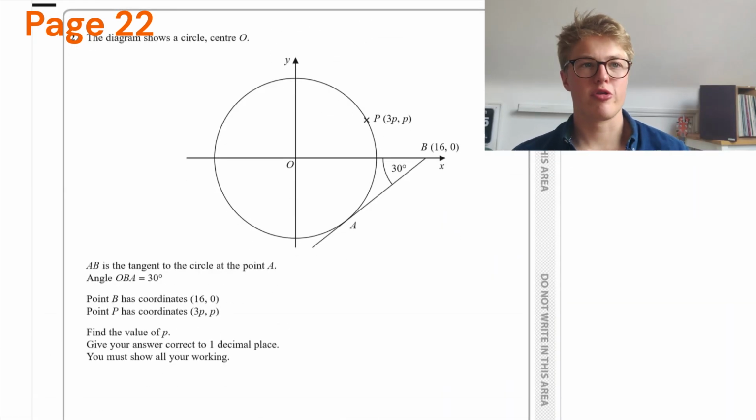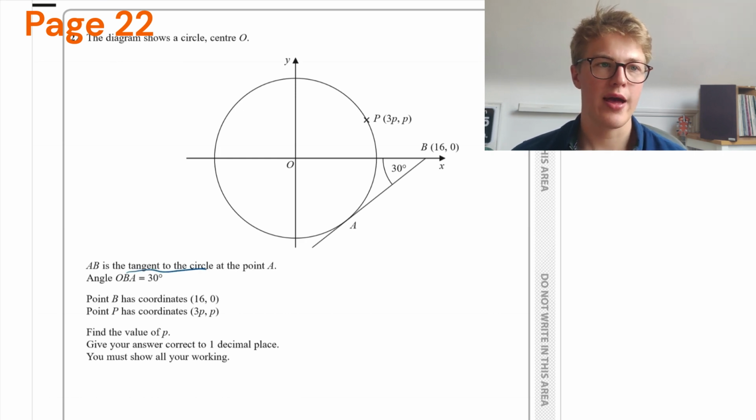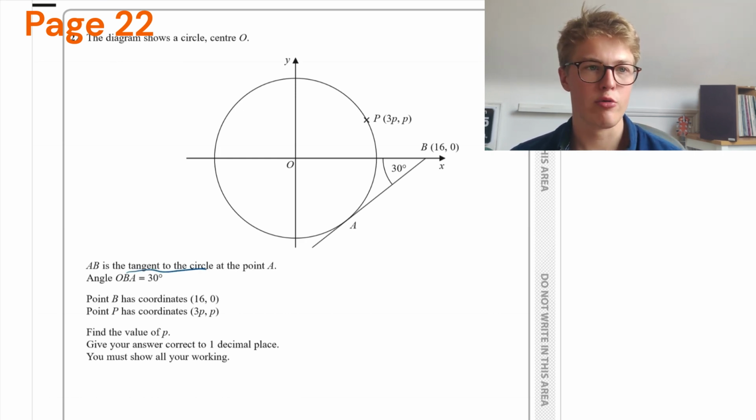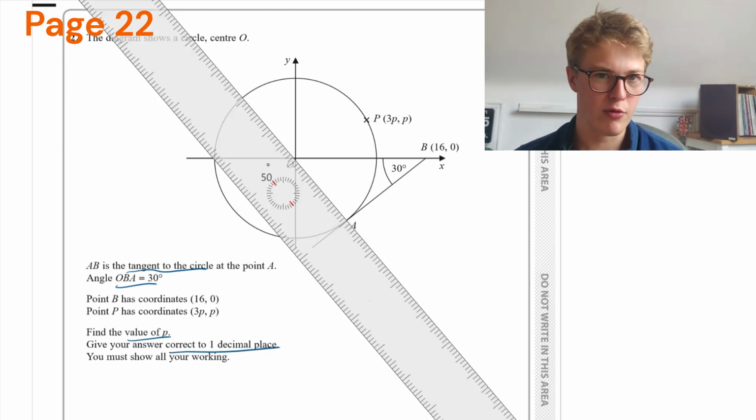The diagram shows a circle centre O. AB is the tangent to the circle at the point A. Angle OBA equals 30 degrees. Point B has coordinates (16, 0). Point P has coordinates (3p, p). Find the value of p. Give your answer correct to one decimal place and you must show all of your working.